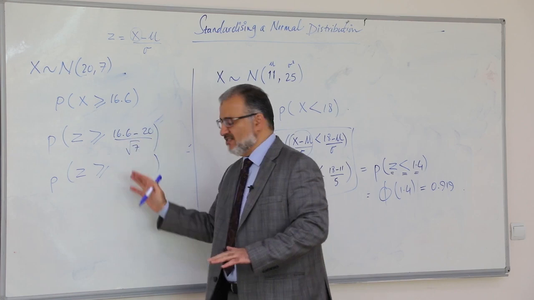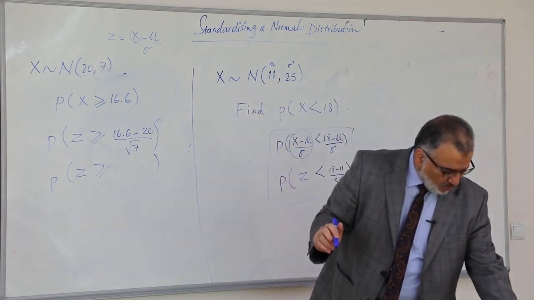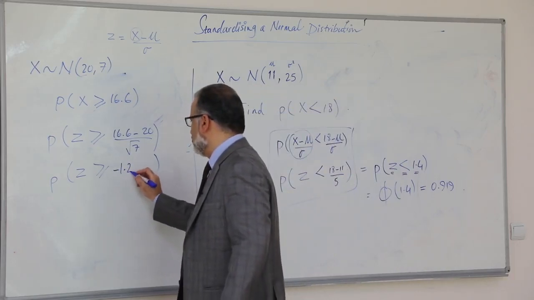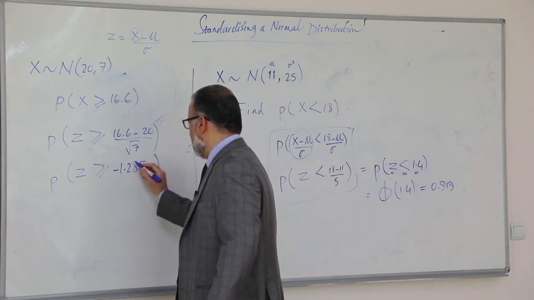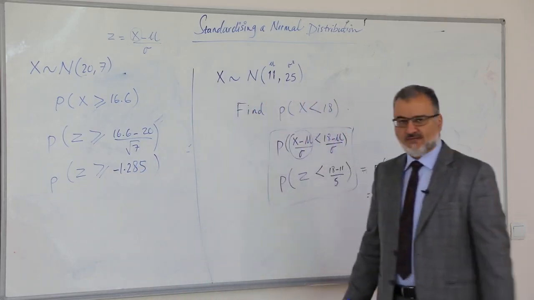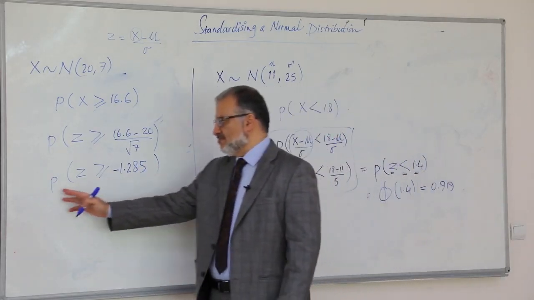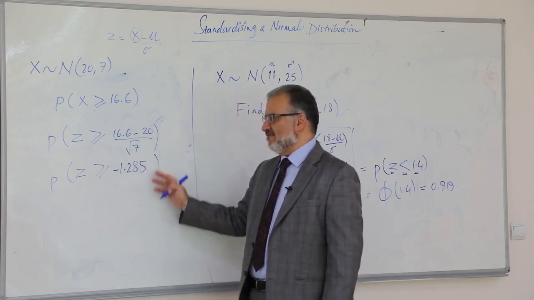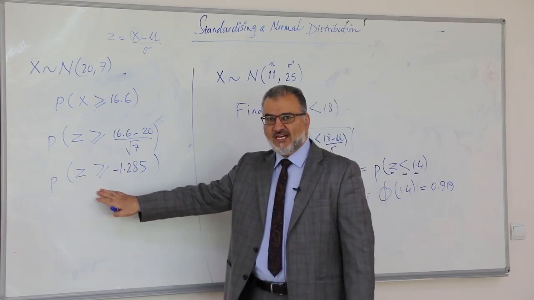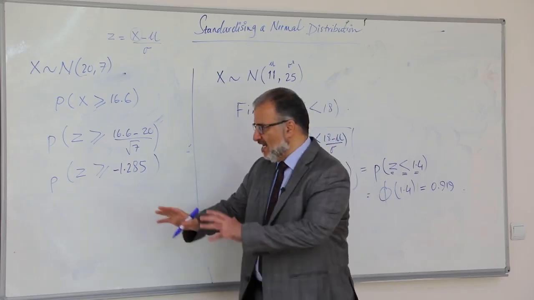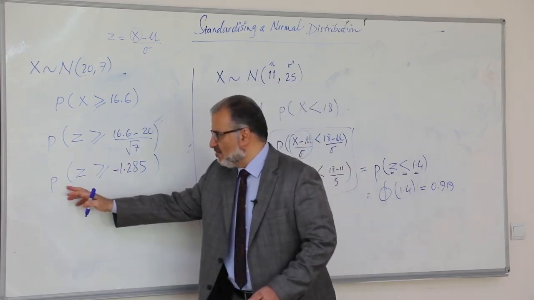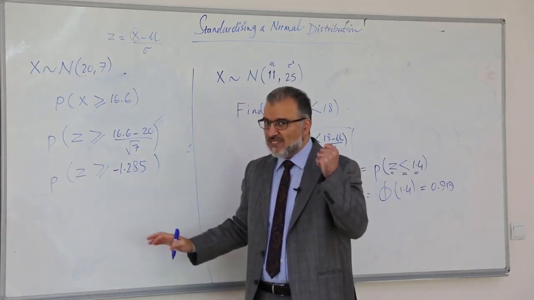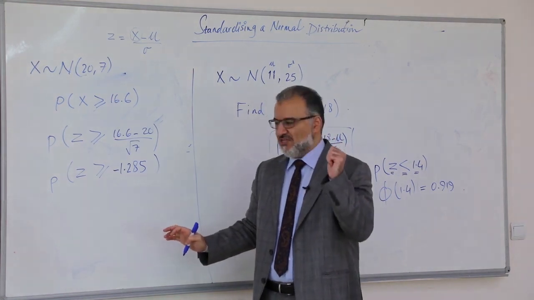You have to subtract and divide. The answer will be negative 1.285. Okay, probability of Z more than or equal to negative 1.285. Here I cannot deal with the tables directly. I have to modify it, because I should have probability Z less than a positive value in order to find the probability directly from the tables in page 222.